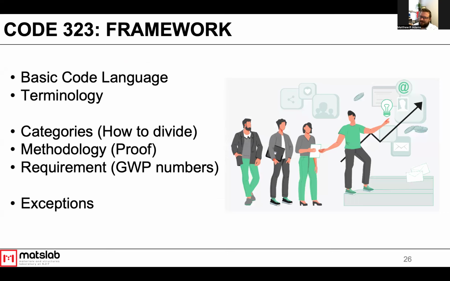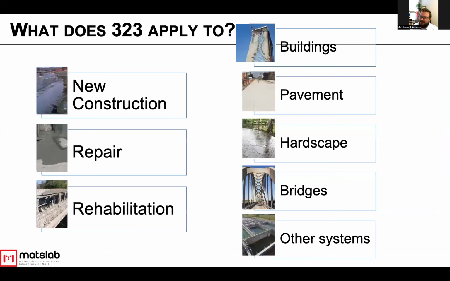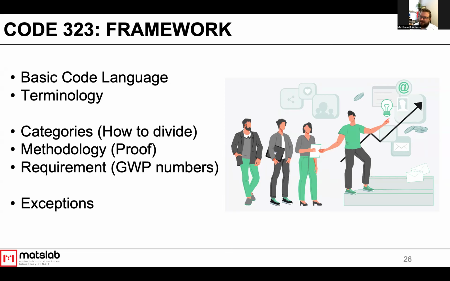Our framework for the code required that we had to learn basic code terminology and language, right? This is a whole other language than writing a guide or other documents. And then we had to determine our methodology. So how do we divide things? What is the proof that we need? What sort of requirements should be met? And then most importantly, what were our exceptions?